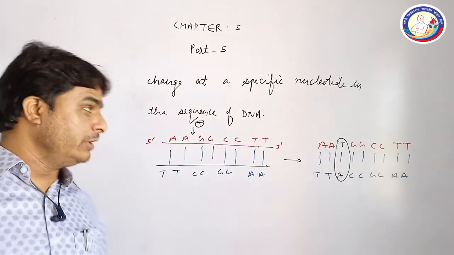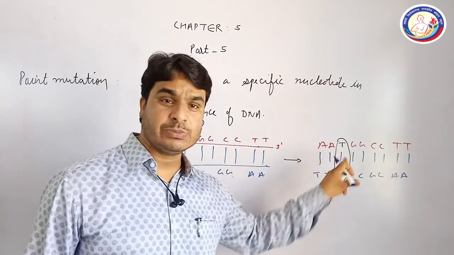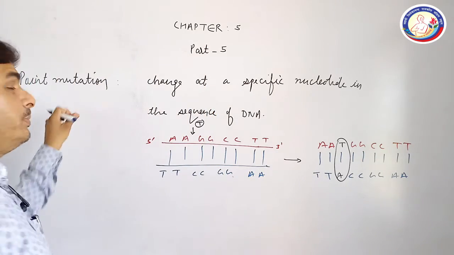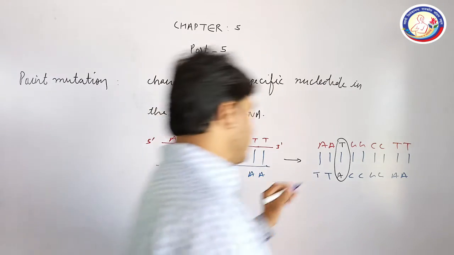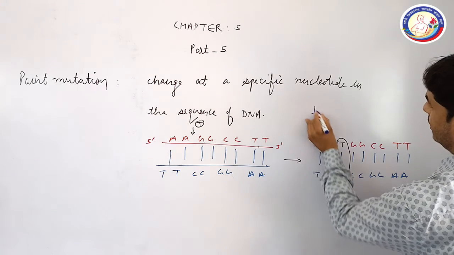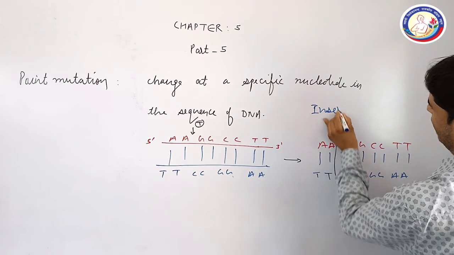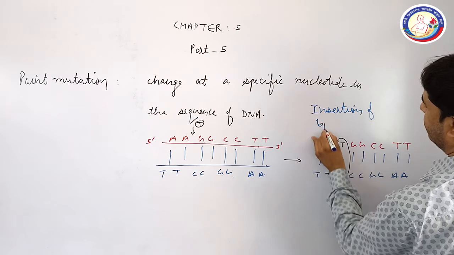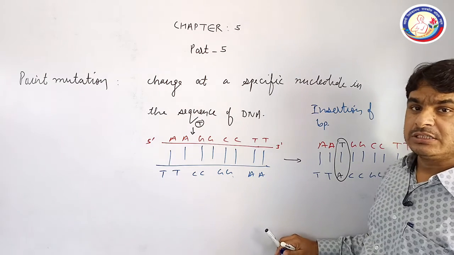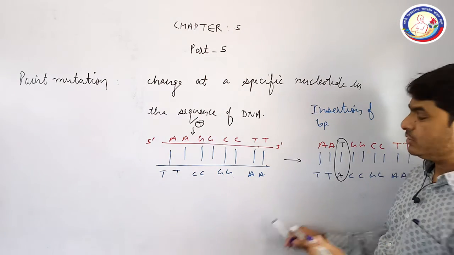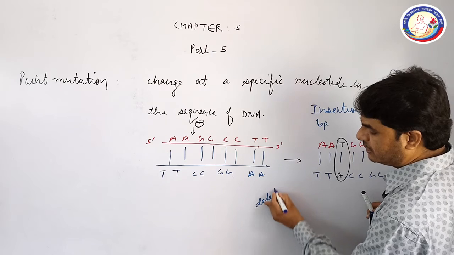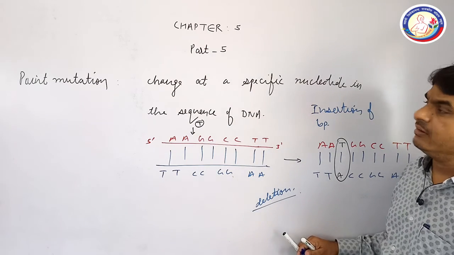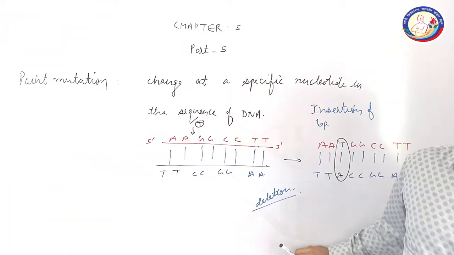that is replaced here. So what will you see? There is a change at a specified single nucleotide position. This is known as the point mutation. It is due to the insertion of a base pair. Similarly, this can also be shown by deletion. So we will see the point mutation here in detail by using the PPTs.